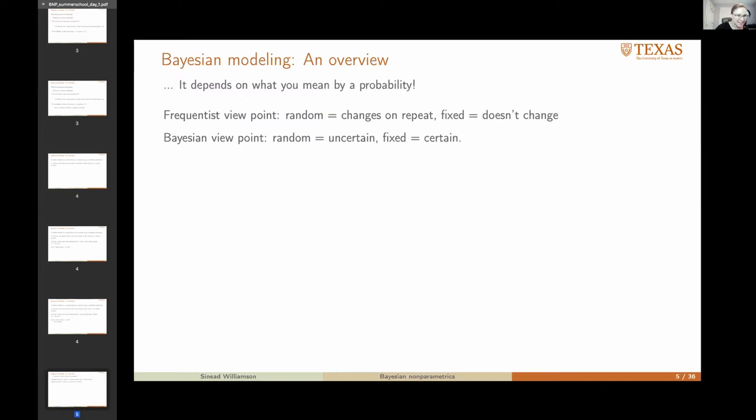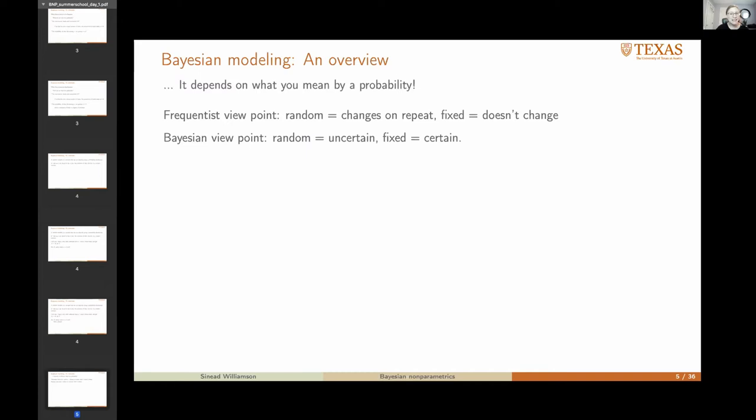So remember, the frequentist viewpoint is that something that is random is something that will change according to some probability distribution if we repeat it. By contrast, something that's fixed is something that isn't associated with a probability, which means it's not going to change if we repeated the experiment. Whereas from a Bayesian viewpoint, something that's random is something that's uncertain. And something that's fixed or not random must therefore be something that we're certain about.